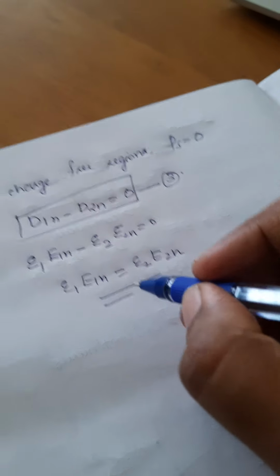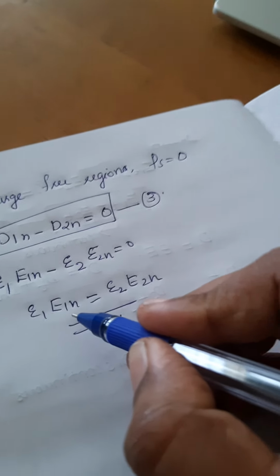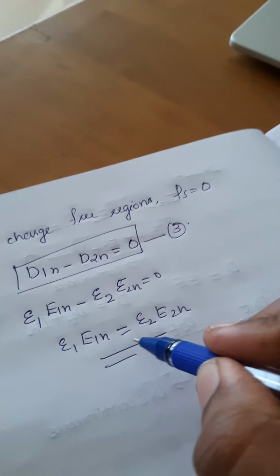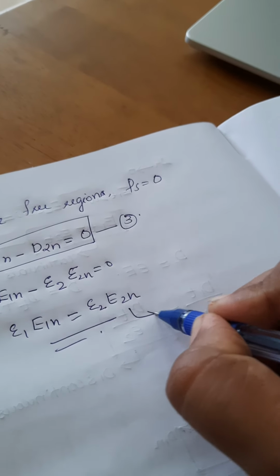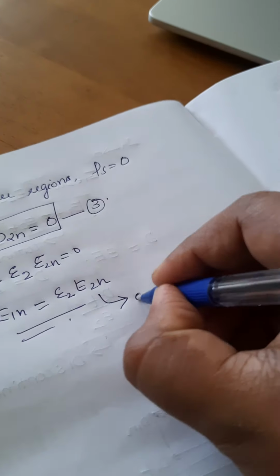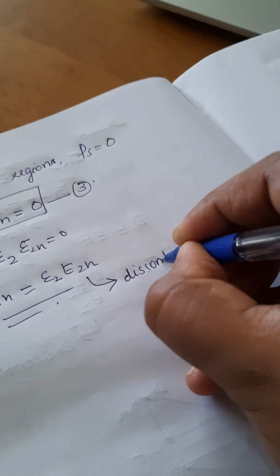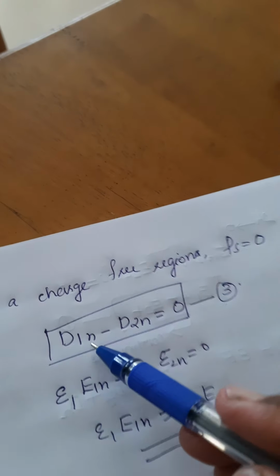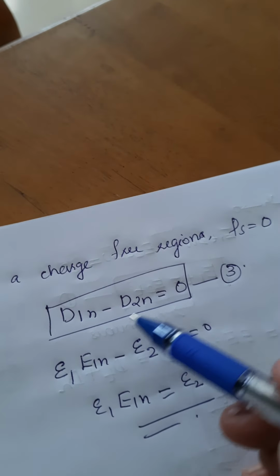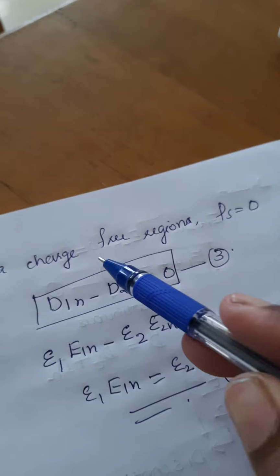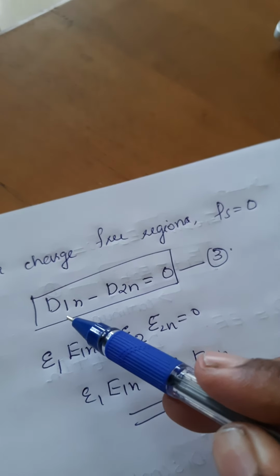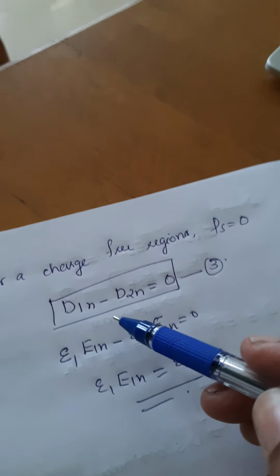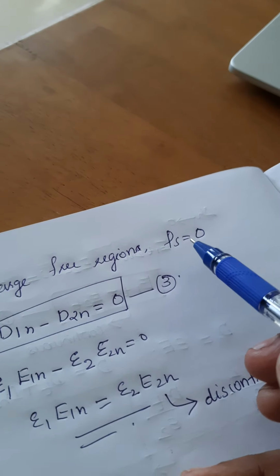So the normal component of the electric field is discontinuous across the boundary, and it may undergo some changes. The electric field normal component will be discontinuous across the boundary, but the normal component of the flux density will be equal in the two medias. This is only for the charge-free region.